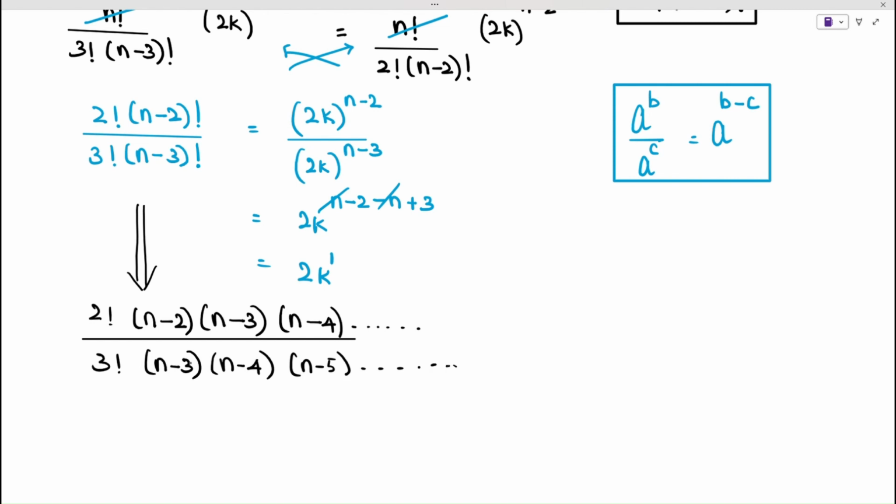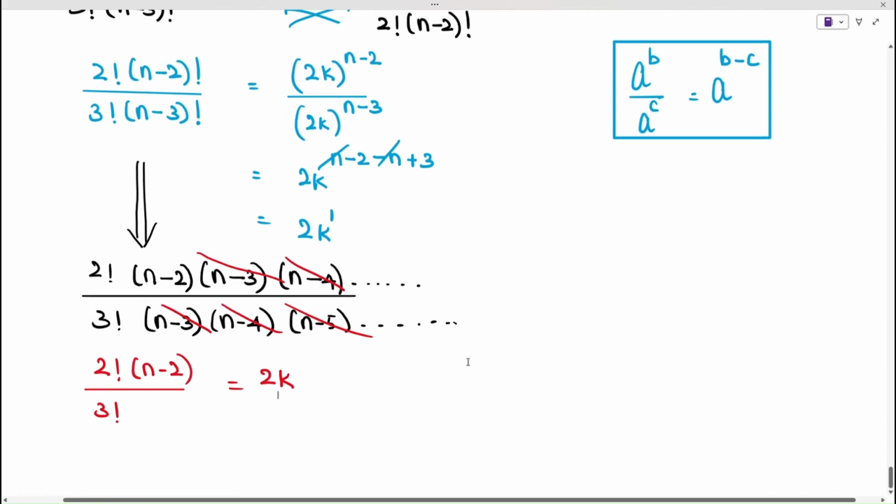So what we can see here is everything beyond n minus 3 can be cancelled out on both the numerator and our denominator. And so what we're left with is 2 factorial times n minus 2 over 3 factorial is equal to 2k. Now we can start to rearrange to get n.